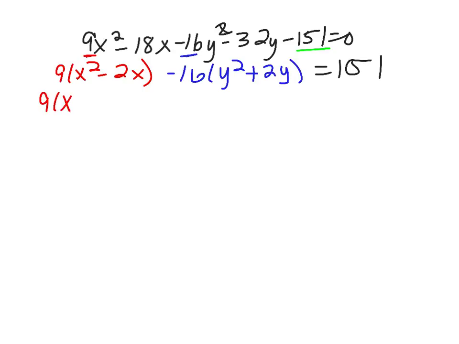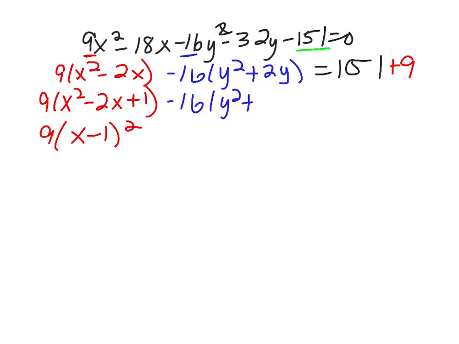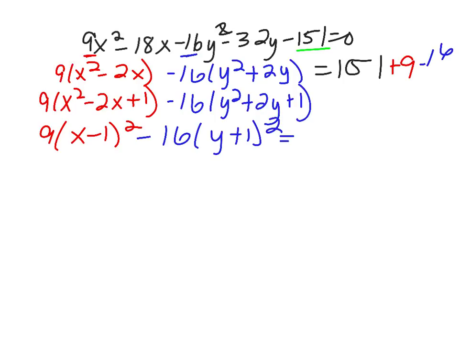All right, so now I'm going to complete the square. So I have 9 times x squared minus 2x. Half of negative 2 is negative 1, squared is positive 1. Multiply it by 9, so we get 9. So this is 9 times x minus 1 squared. Now I have negative 16 times y squared plus 2y. Half of 2 is 1, squared is 1. Multiply that by negative 16, and we get negative 16 at the end. So that's negative 16 times y plus 1 squared. And this comes out to be equal to, when I add up the right side, 144.